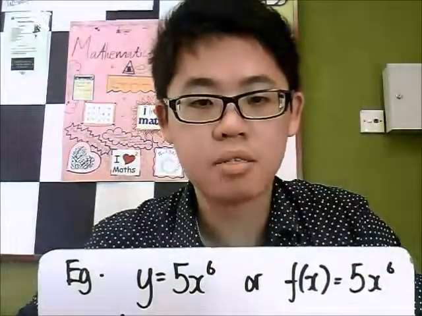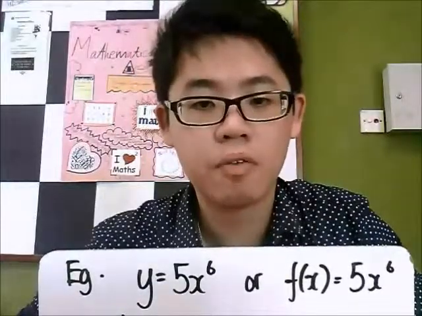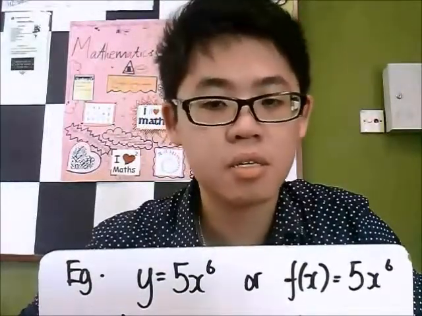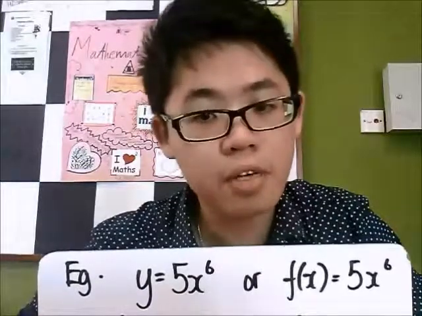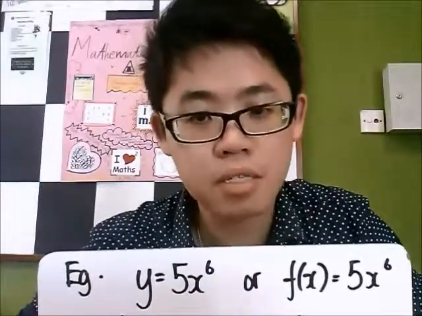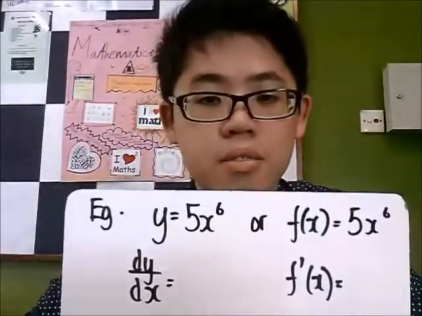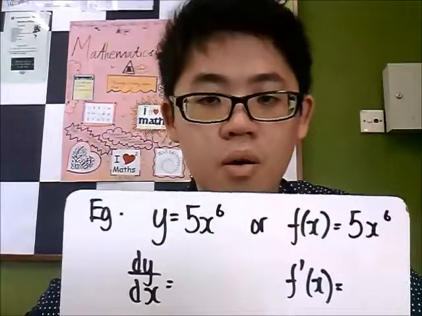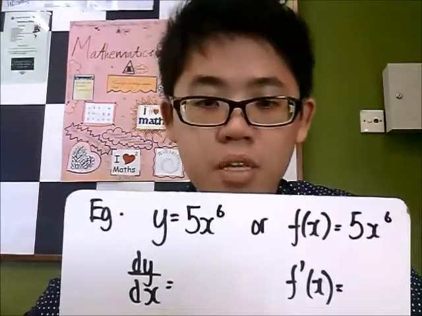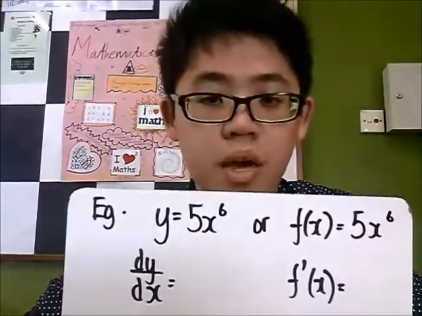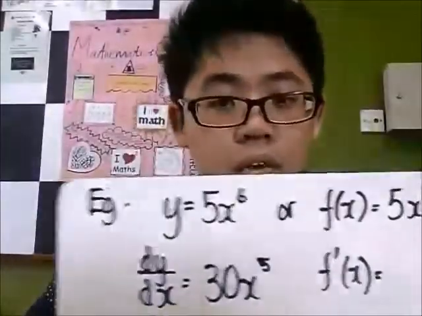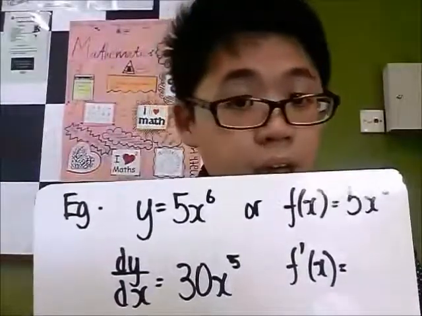Now let's start. For example, when you have y equals 5x to the power 6, or sometimes we can write it as f(x) equals 5x to the power 6. How are you going to find dy/dx? Very simply, I think now all of you are able to find this without any problem. So the answer will be 30x to the power 5. Do you get it right?